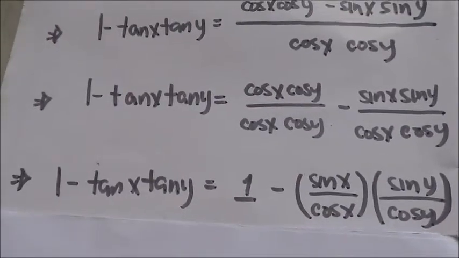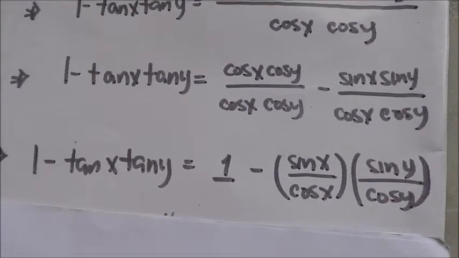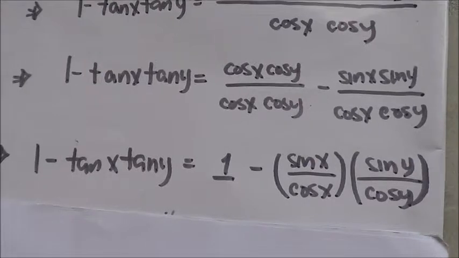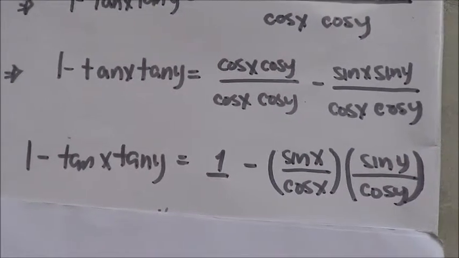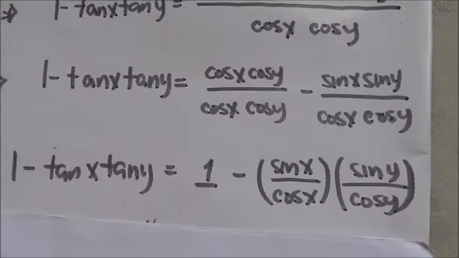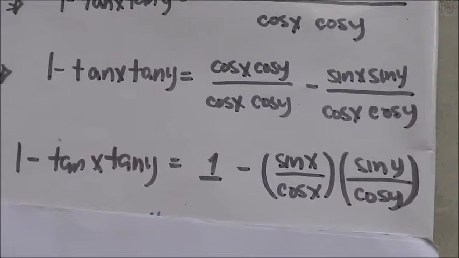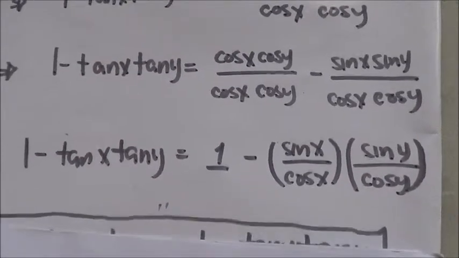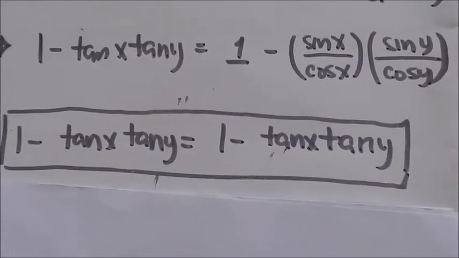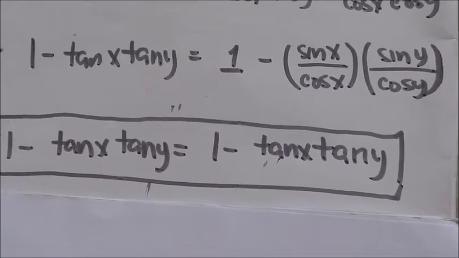So 1 minus tangent x tangent y is equal to 1 minus sine x over cosine x times sine y over cosine y. We all know that sine x over cosine x is equal to tangent x, and sine y over cosine y is equal to tangent y. So we have solved the problem. 1 minus tangent x tangent y is equal to 1 minus tangent x tangent y.